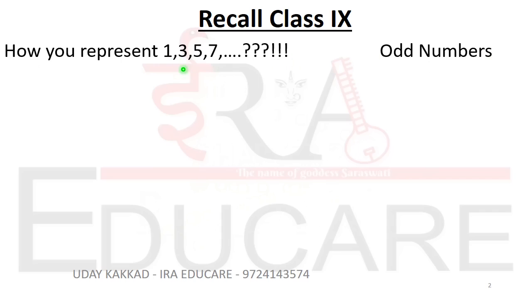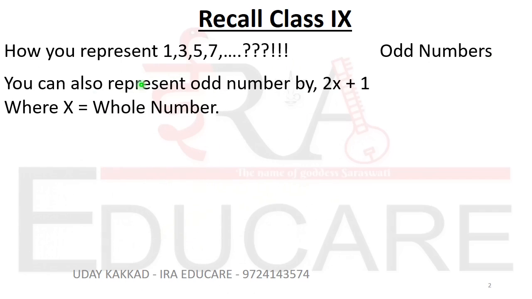So how do you represent odd numbers in a more general form? You can represent an odd number by 2x plus 1. So this is one equation, 2x plus 1, where x is a whole number, right? The whole numbers are the collection of numbers from 0 to infinity.